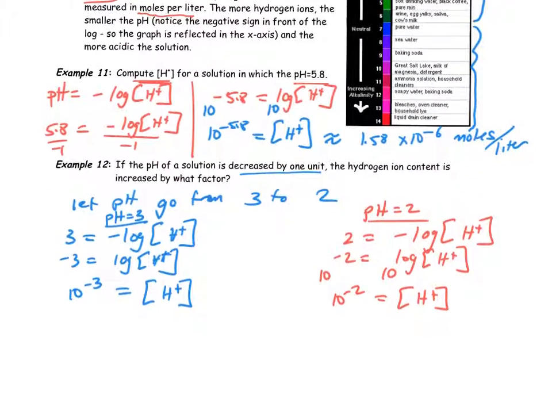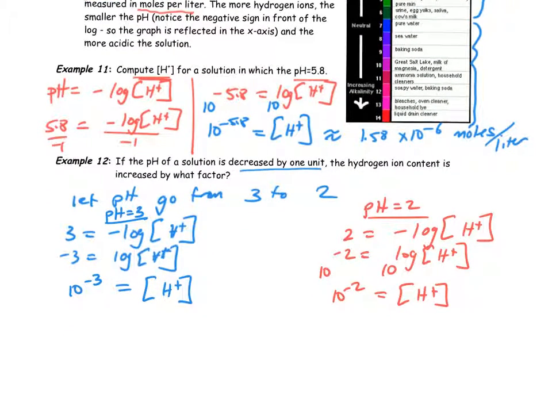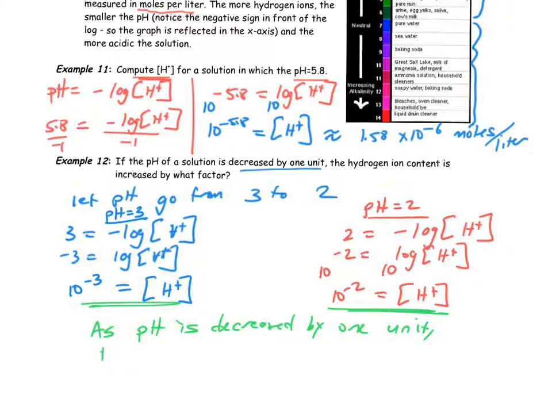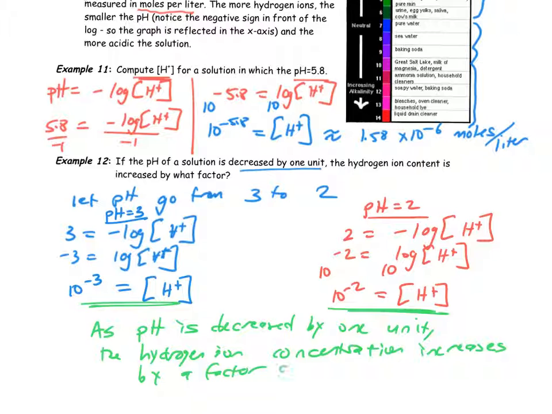Okay, so how do these two hydrogen ion concentrations compare? Right, so one of them was 10 to the negative third, the other one was 10 to the negative second. So we can conclude that as the pH is decreased by 1 unit, the hydrogen ion concentration increases by a factor of 10.